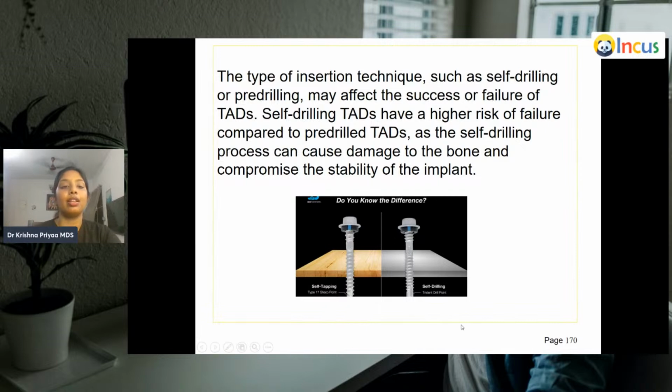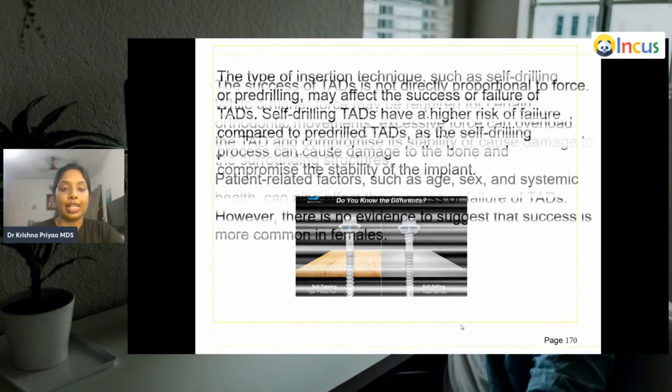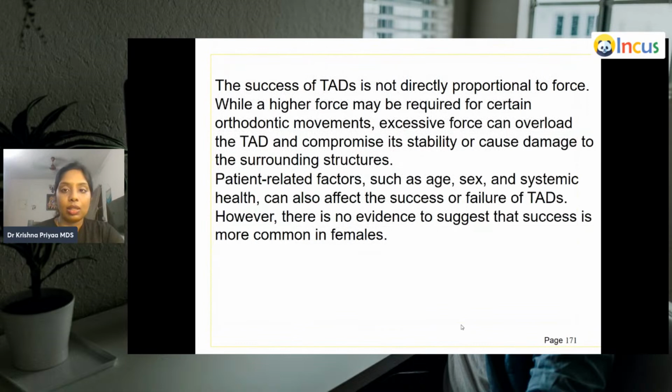Okay, done. So yes, TAD success is not directly proportional to the force, because the idea that the more the force, the better the TAD insertion is really a myth. We have to give optimal force for the TAD to stay for a longer period of time and attain its primary stability. Patient-related factors such as age, sex, and systemic health also play a major role.